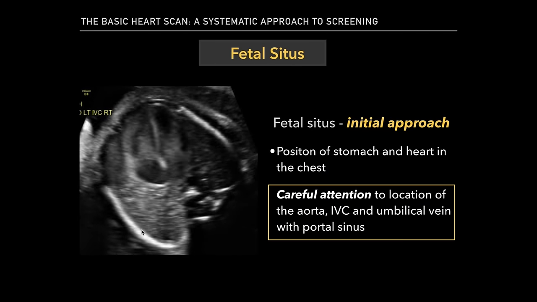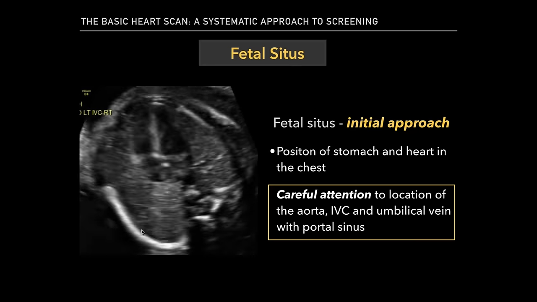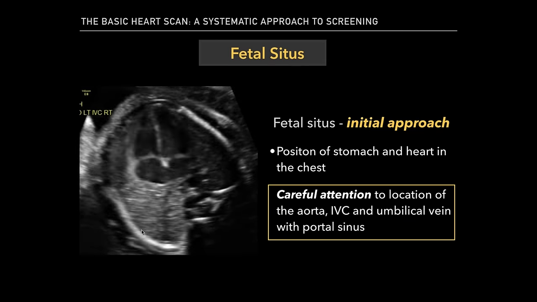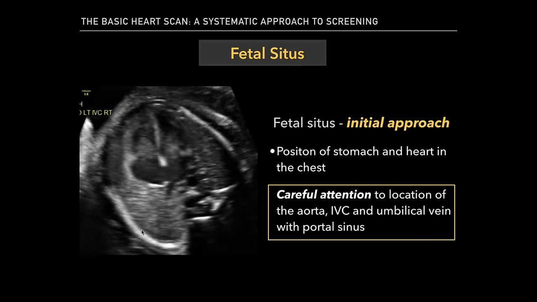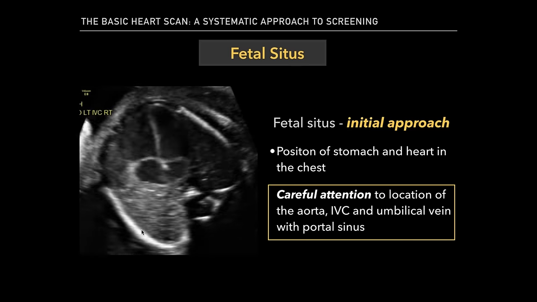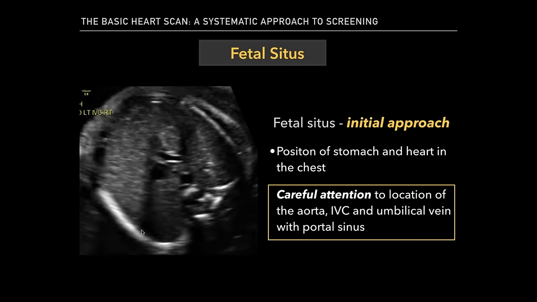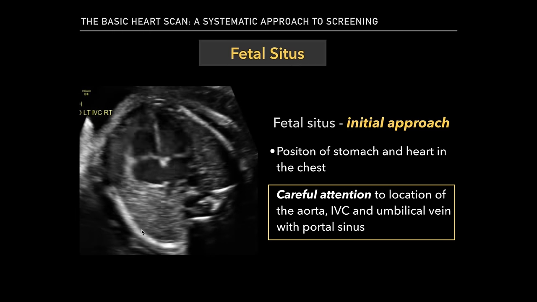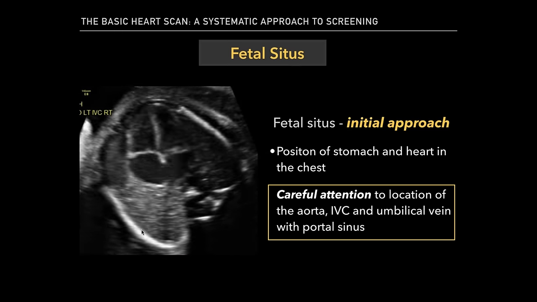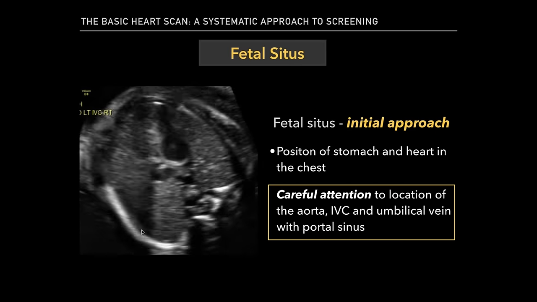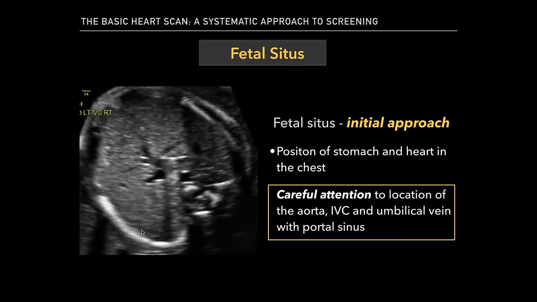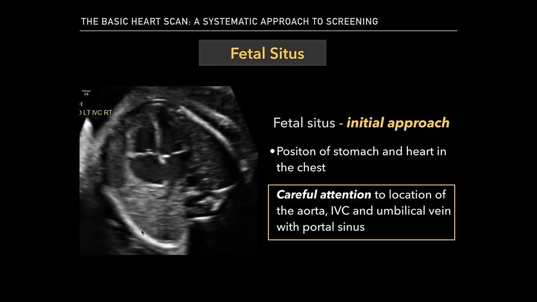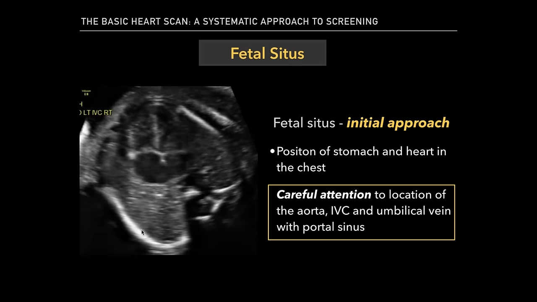So here is a sweep just demonstrating the position of the stomach and the heart in the upper abdomen and in the chest. This should always be your initial approach, as this determines fetal situs. You want to take a look at the position of the stomach and the heart in the chest. Also, pay careful attention to the location of the aorta, the IVC, and the umbilical vein with portal sinus, not to mention the gallbladder location. This is very helpful in determining abnormal location of abdominal or thoracic organs or suspected heterotaxy, as in right or left isomerism.